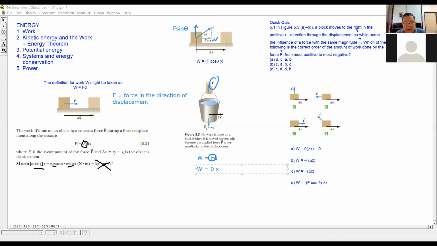and the distance moved is D. So as a result, the work done is zero. Why zero? Because there is no force in this direction. The force is vertically upwards. There is no force acting horizontally. So the horizontal force, which is in the direction of the displacement, is zero. So the work done is also zero.